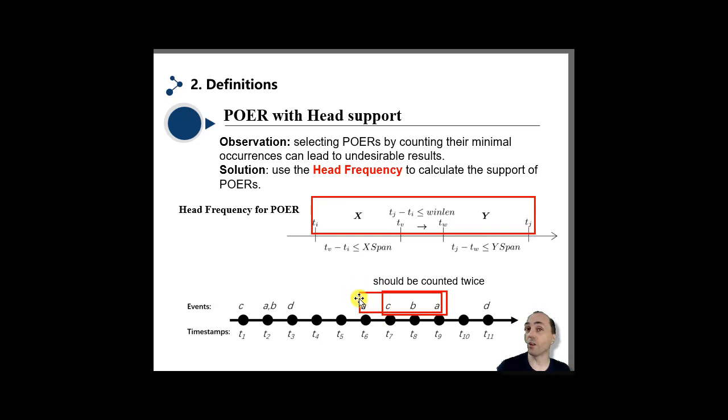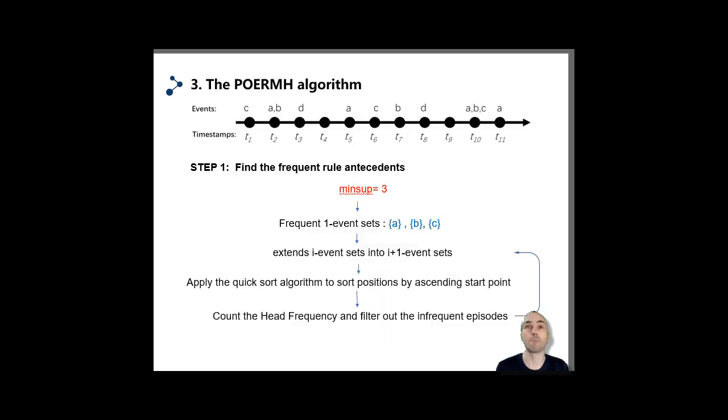We will have one occurrence of ABC starting at time 6, and another occurrence of ABC starting at time 7. And we count this twice. In the other definition before, we would keep only one occurrence, because these two occurrences are overlapping. But here we want to count them separately, because they don't start at the same time. This is the main idea of the head frequency.